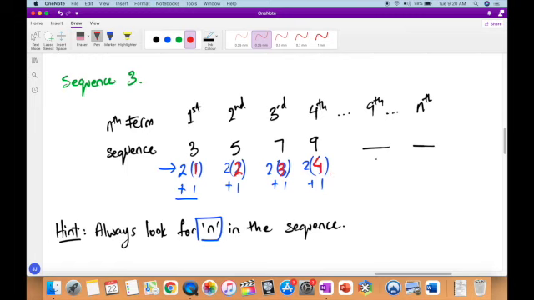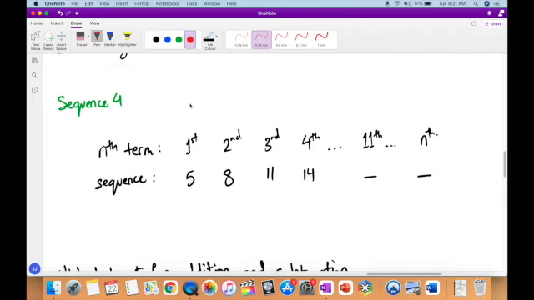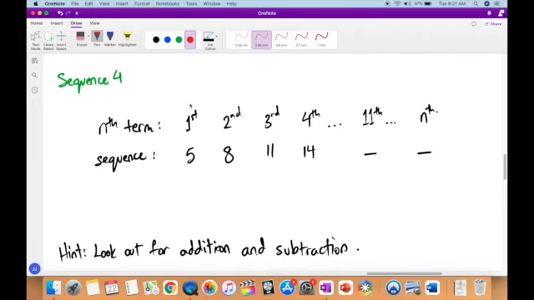And so the 9th number will be 9 2s are 18 plus 1, which is 19. And so the nth number will be 2 times n plus 1. And so the actual formula is 2n plus 1. So let's try this sequence now and see how this works out.